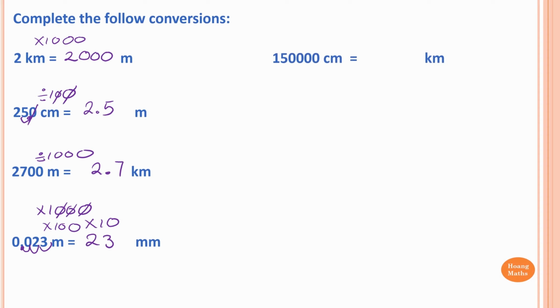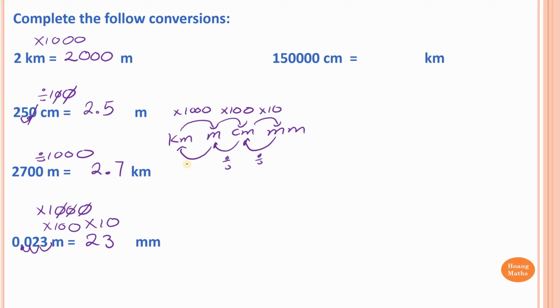Next one, from centimeters to kilometers. I already cleared this one, so I write in here kilometers, meters, centimeters, and millimeters, right? From here to here, you times by 1,000. 1 zero less, remember? Times 10, times 100. And from here, you divide by 10, divided by 100, divided by 1,000. That's what that meant. Okay?